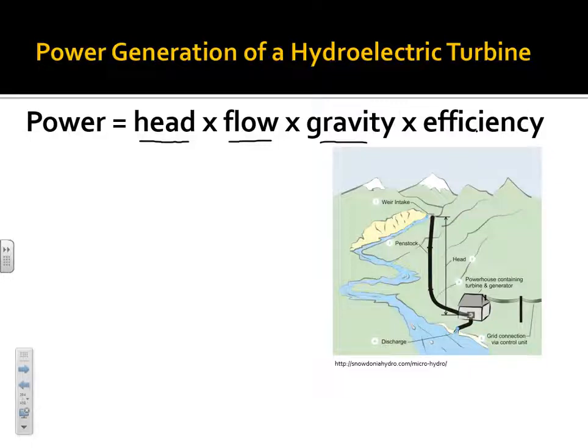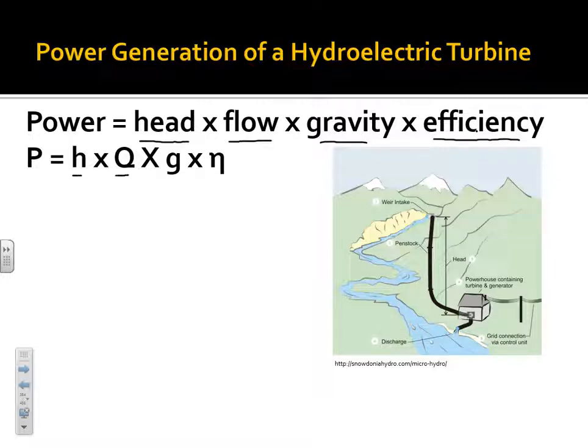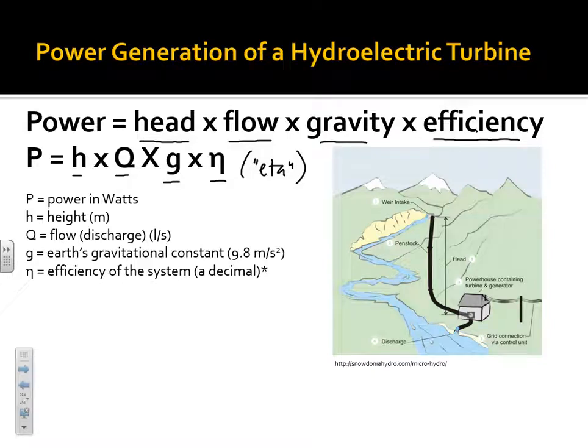Now the thing we're adding here is efficiency, because again, nothing's 100% efficient. As it turns out, turbines are actually pretty efficient. So the equation here, the symbol is H, capital Q, gravity, and eta, which is just the generic symbol for efficiency. It's Greek. Okay, so here's our equation, and here are the variables. Power is given in watts, the SI unit, and height or head in meters. Flow is discharge. Now this is a little bit different. In this case, it's going to be liters per second.